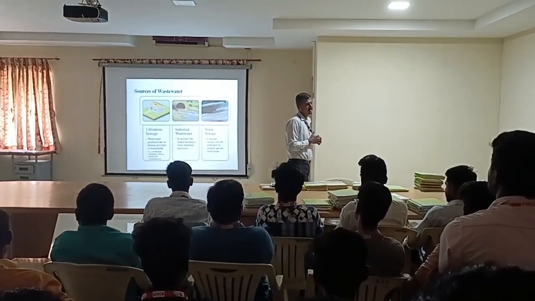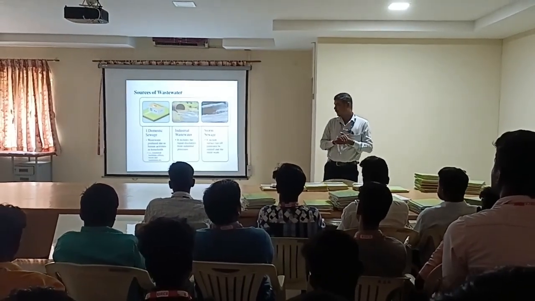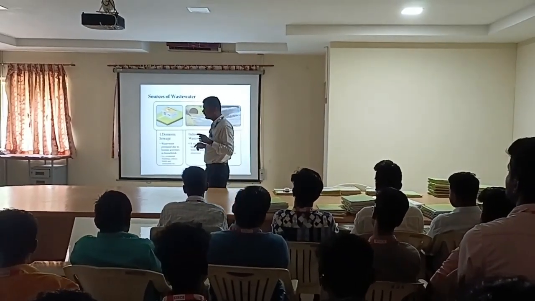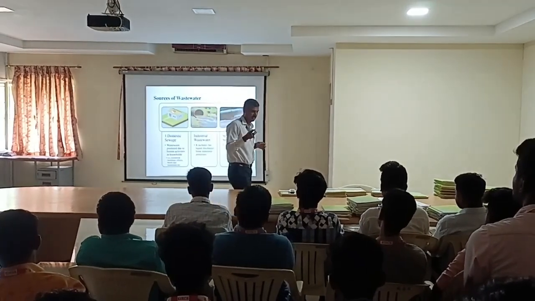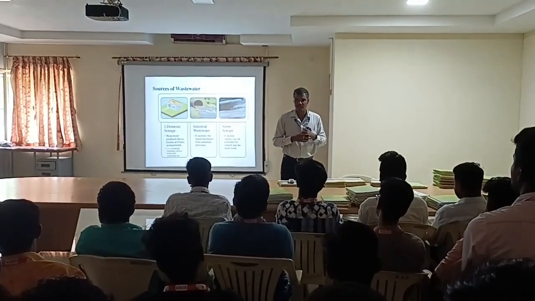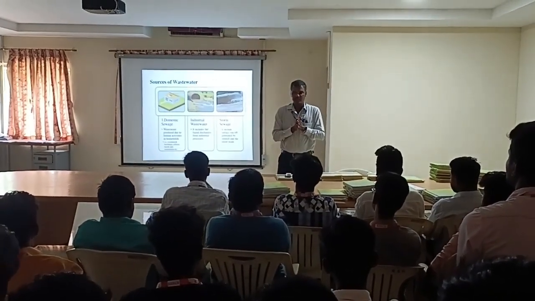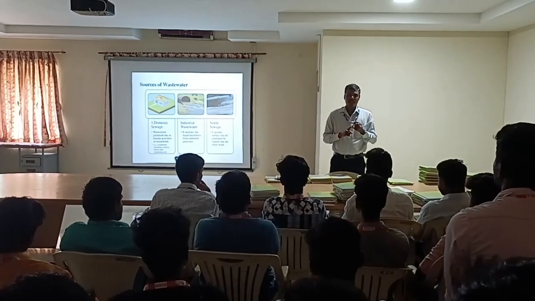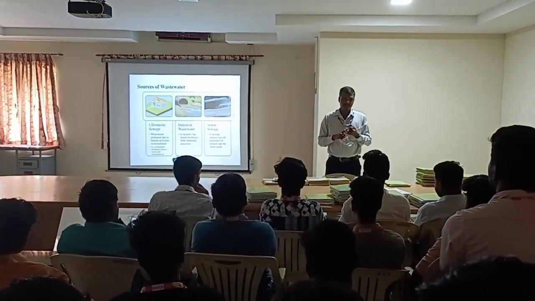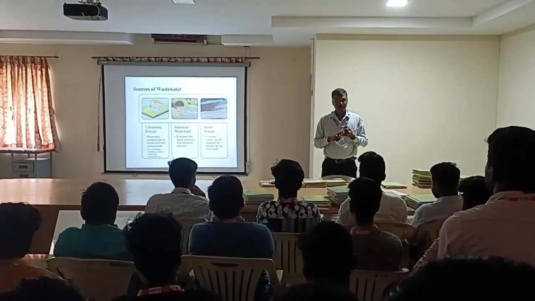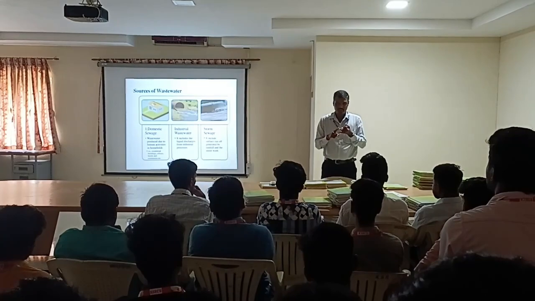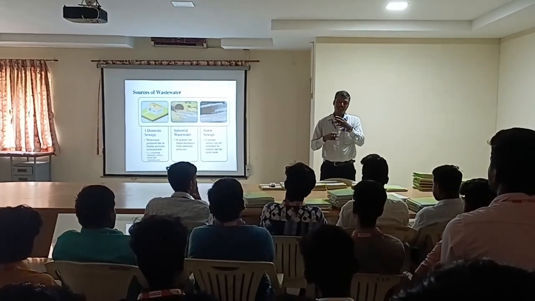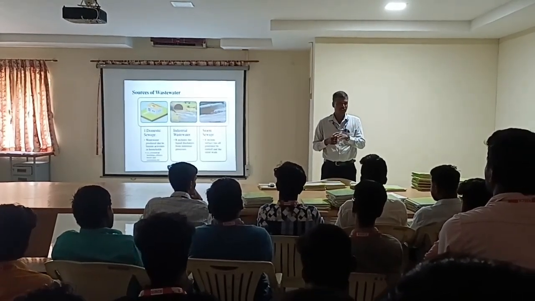Let us discuss the three major sources of wastewater: domestic sewage, industrial wastewater, and storm water. What is domestic sewage? Where do we get sewage from our households? From our house, where all do we get sewage? Kitchen, bathrooms, toilets, while washing utensils, or while washing cars. This is called domestic.